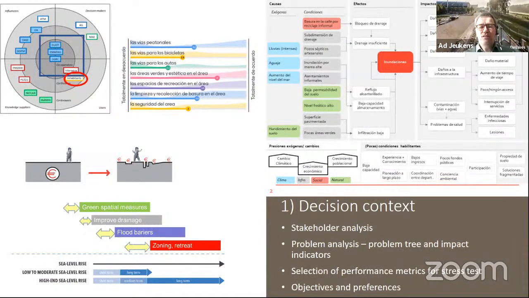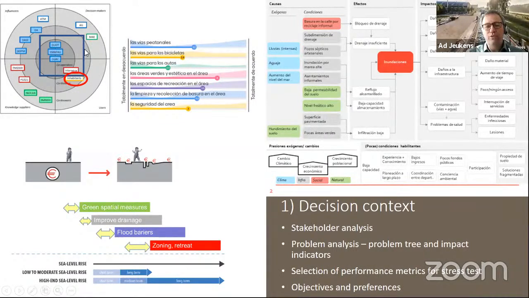So first of all, the decision context. Very briefly, what are the elements that we went through? First of all, is to identify the key stakeholders. And in this case of Guayaquil, we used an approach looking at influence and power of stakeholders, and then we identified the main stakeholders to cooperate with.